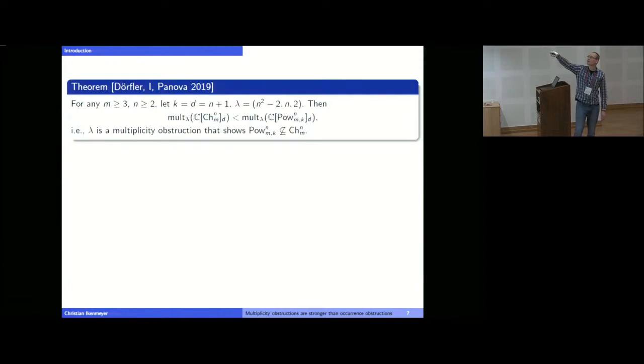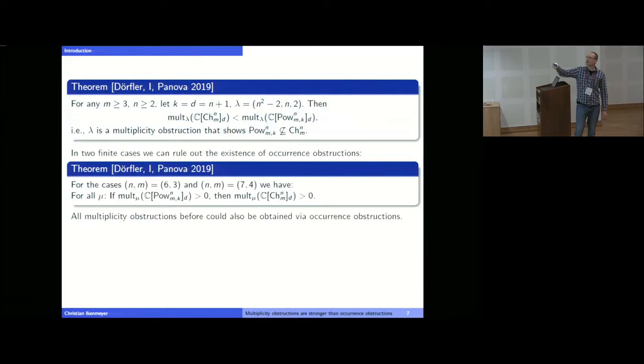So this is your lambda, n squared minus 2, n, 2, your very specific lambda that you pick. And for that lambda, we can show that the multiplicity for the variety of products of homogeneous linear forms and the power sums is actually different between the two. So this means this is a multiplicity obstruction. And we also show that not in all cases, but in some finite cases, we can actually rule out occurrence obstructions, where we show that whenever the multiplicity on the power sum side is positive, then it's also positive for the product of homogeneous linear forms. So this is not an occurrence obstruction. There cannot be any occurrence obstructions.